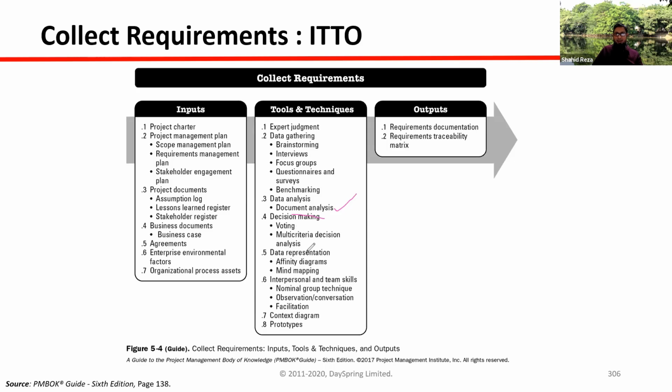Voting. We have already discussed voting. There are 4 categories of ways that we can use for decision making as a voting technique. Number one is unanimity. And let me write it using text. Unanimity.